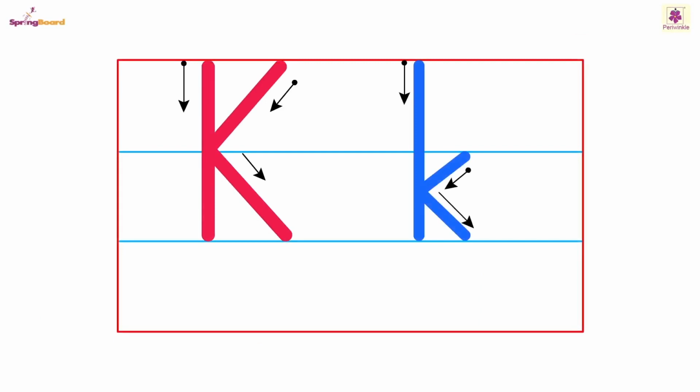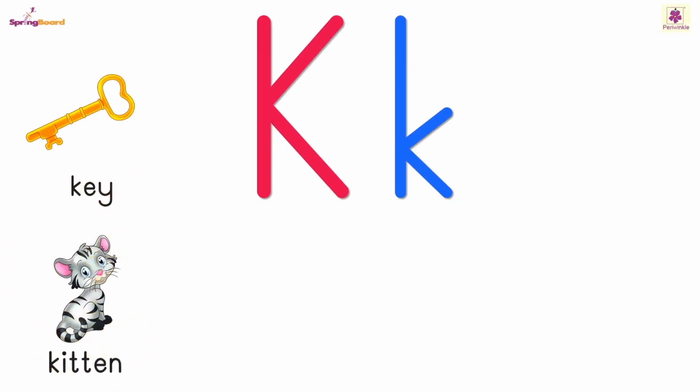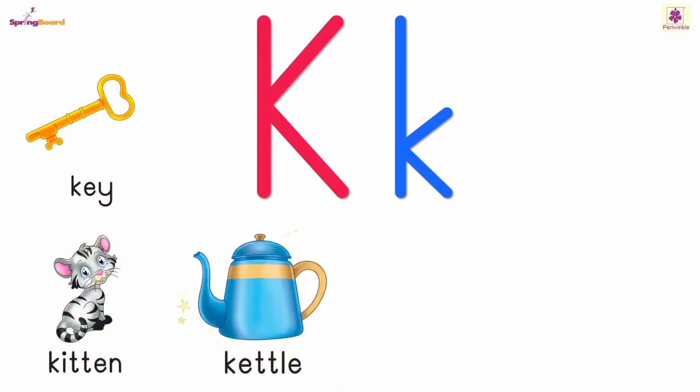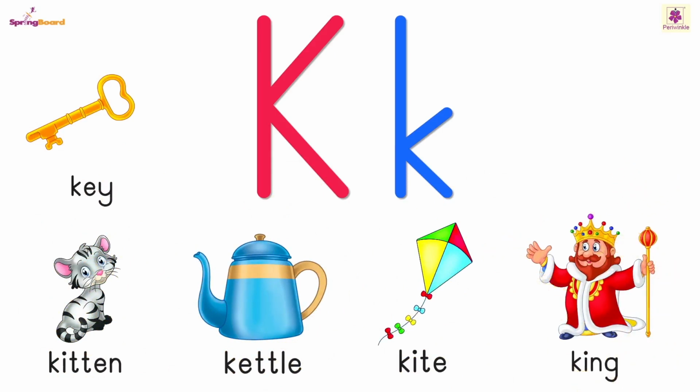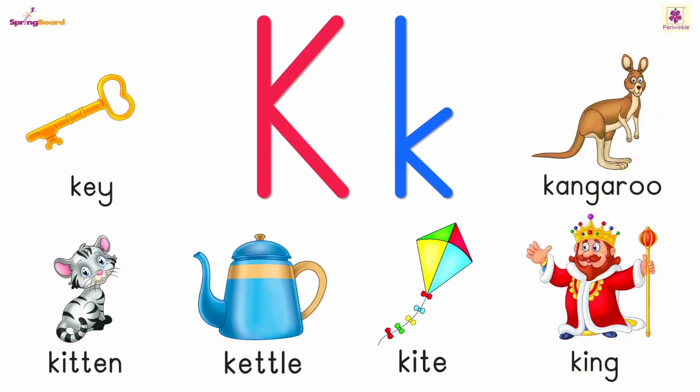This is letter K. The sound of letter K is K. Name things that begin with the sound of K. K, K. Key. Kitten. Kettle. Kite. King. Kangaroo.